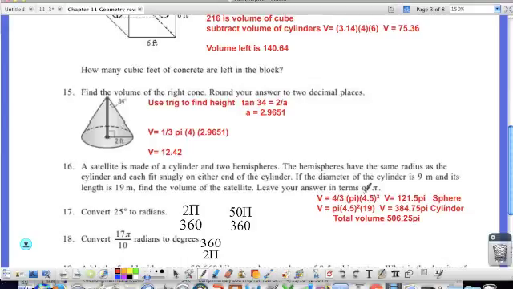So that means you're going to do 4.5 times 4.5 times 4.5. That's 91.125 times 4, and then divide that by 3. And you get 121.5 pi for the volume of the sphere.